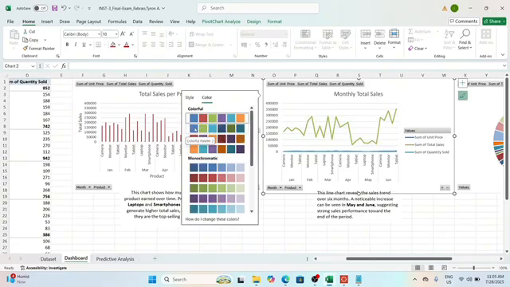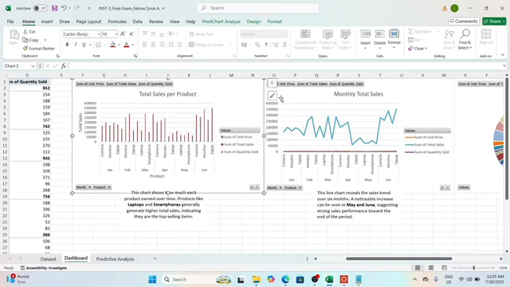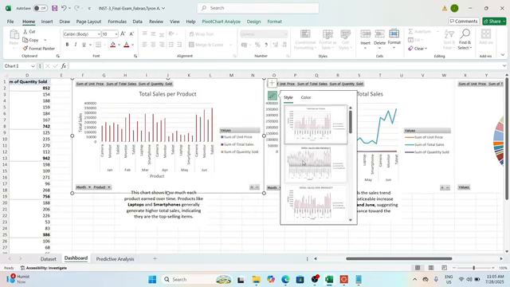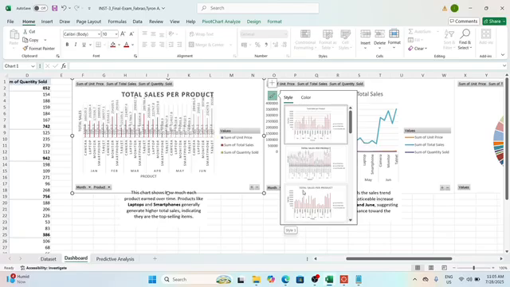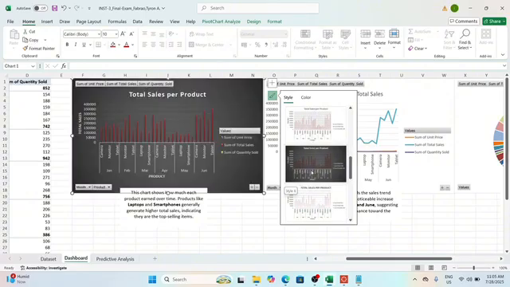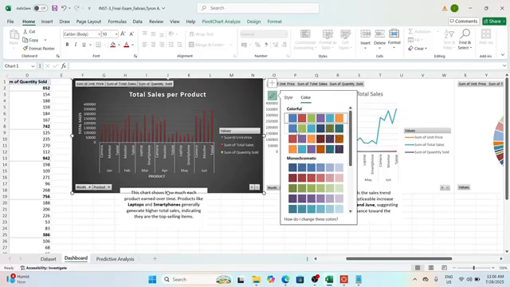For example, April's smartphone sales were oddly low, and there may be a stock shortage or a marketing issue, and that's something I'd like to investigate further.